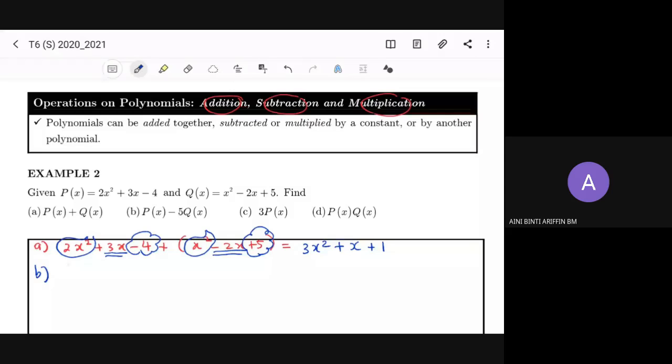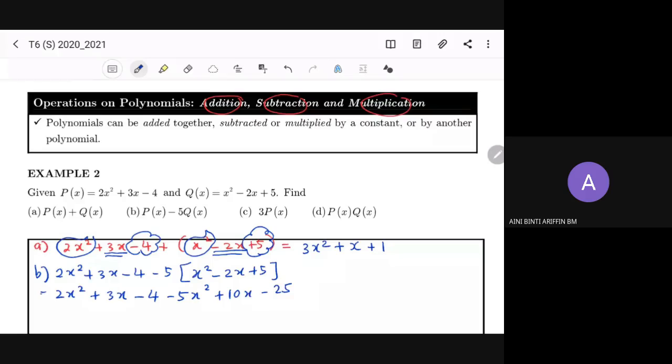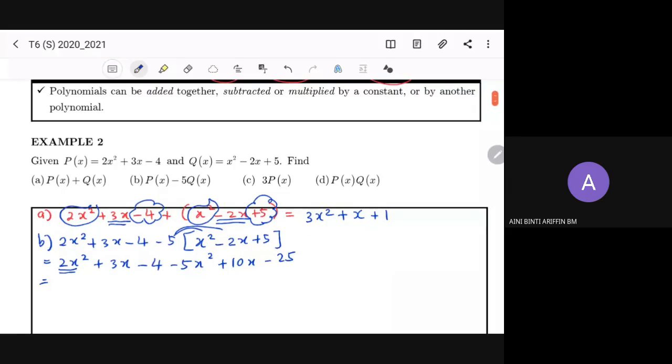Px minus 5qx. So px is 2x squared plus 3x minus 4 minus 5 times qx, x squared minus 2x plus 5. So we have 2x squared plus 3x minus 4 minus 5x squared plus 10x minus 25. So we expand term by term. Okay, and the last one, we collect the coefficient of the same power of x.